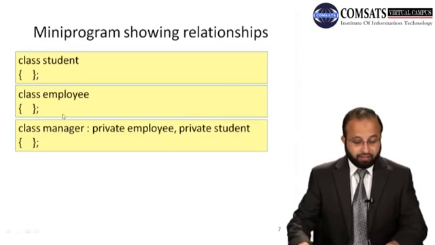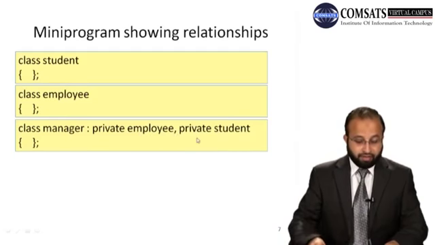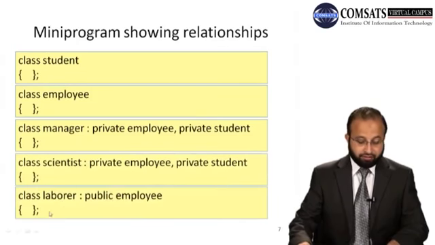And a manager class, which is inherited from the employee class and inherited from the student class. The type of the inheritance is private, and we have already seen why this inheritance is private. I told you in the previous lecture why it is private and why the inheritance with the laborer class is public, right?